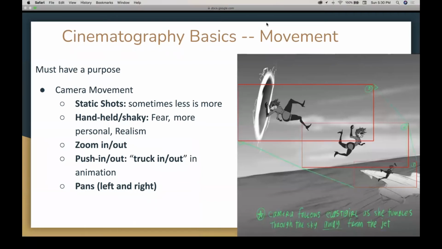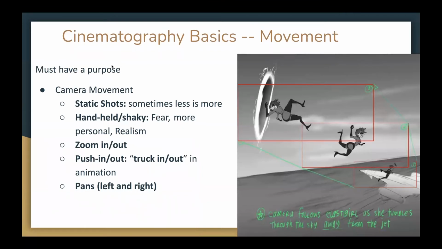Now we're going to talk about camera movement. And so again, with everything you do, it has to have a purpose. Don't just start doing pans for no reason at all. It has to have a purpose. So for your camera movement, a lot of static shots are typical. This means the camera is not moving, it's just there. Always start out with your static shot. And if you want to include movement, then you build on top of that.